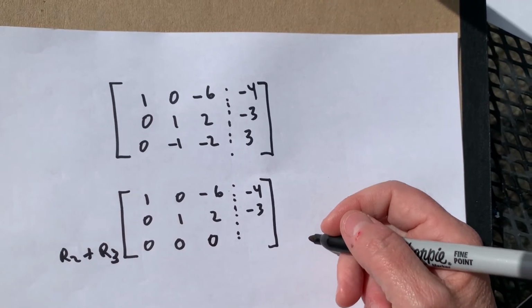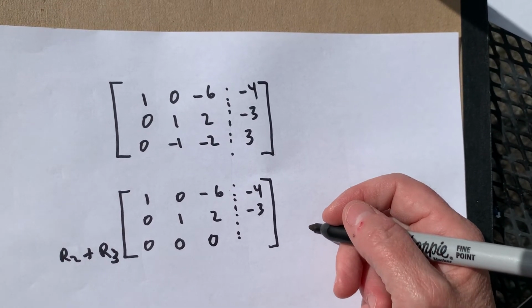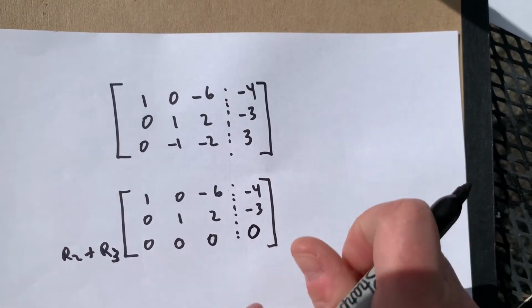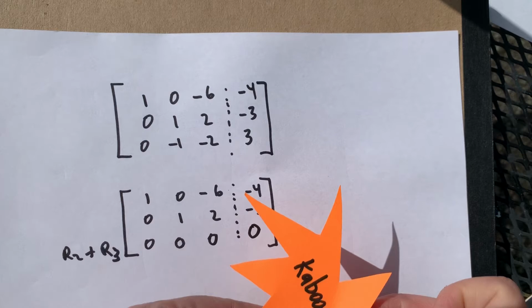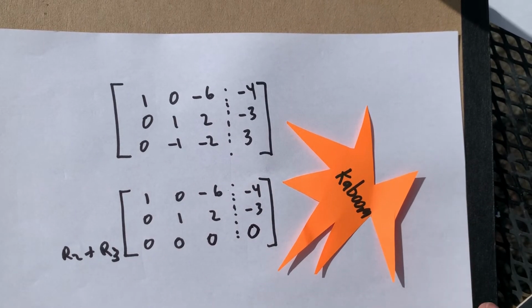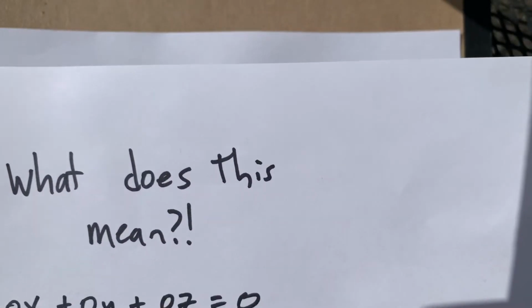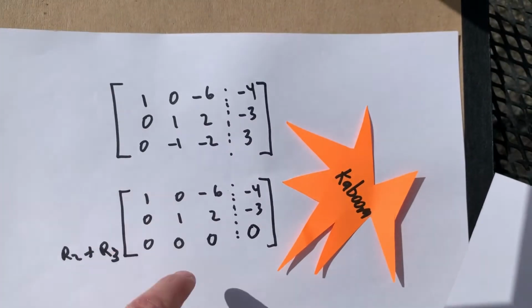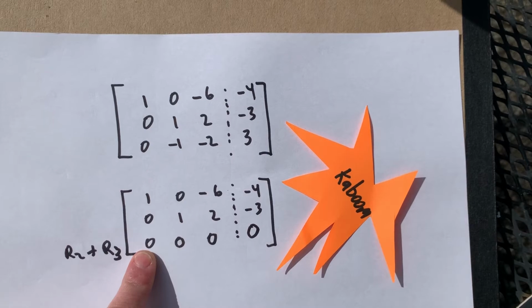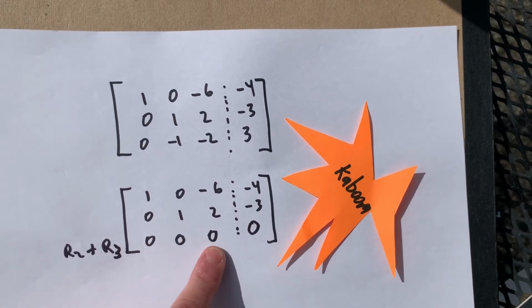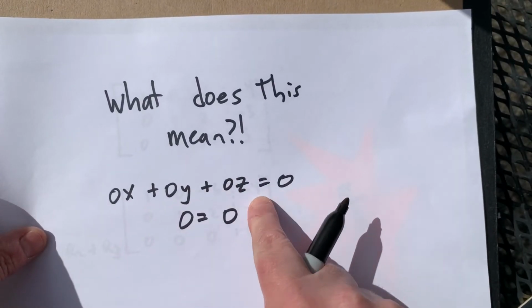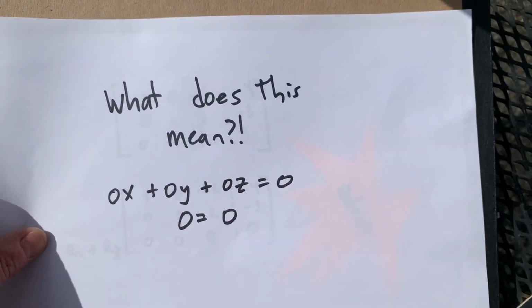And uh-oh, we had this problem yesterday where we got all zeros there. But what's going on on this side here? Oh, that's also a 0, which is a different kind of kaboom. What does this mean? All right, let's think about this. This means 0x plus 0y plus 0z is equal to 0. In other words, 0 equals 0. Oh my gosh, that's always true.